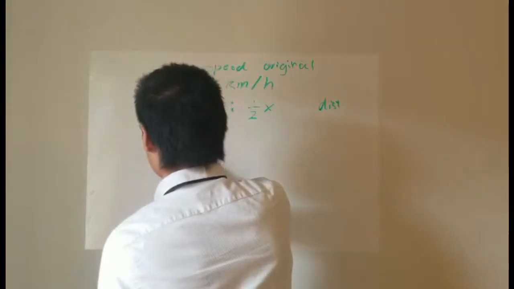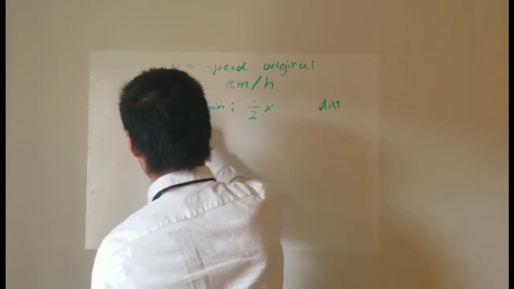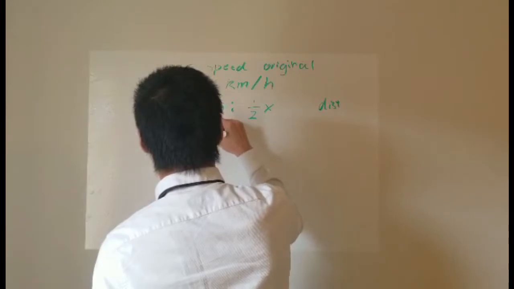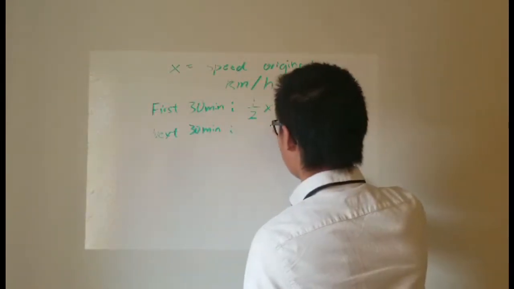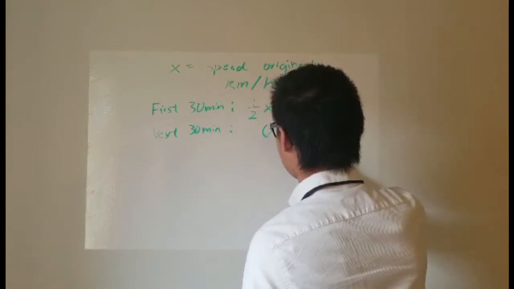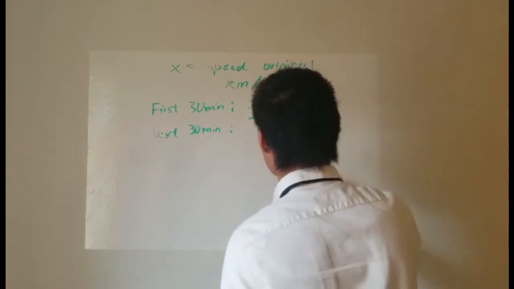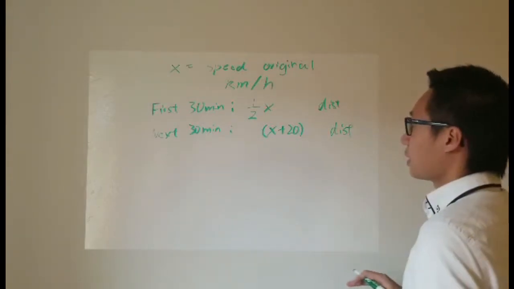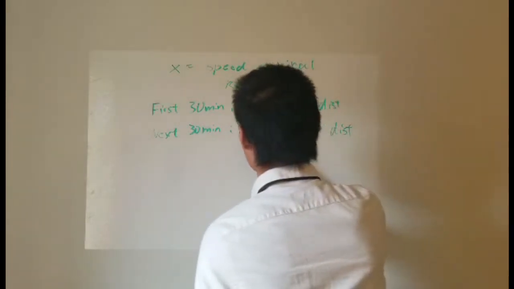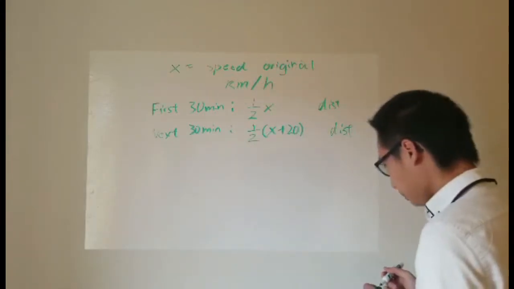For the next 30 minutes, her speed changed. It's still constant at least. Her speed changed to x plus 20, so her total distance traveled during this time will be half times (x plus 20).